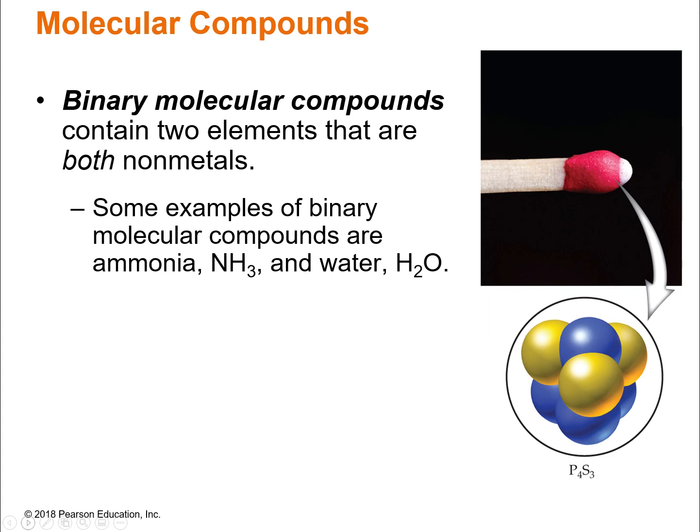Moving on to the molecular compounds. The only ones that we're covering are the binary molecular compounds. Again, we see the word binary, so that means 2. You're looking for 2 elements, and they're both nonmetals. Examples of that would be ammonia, which you may know the smell of. Cleaning solutions sometimes have ammonia in them. And water. Water has hydrogen and oxygen. Those are both nonmetals.